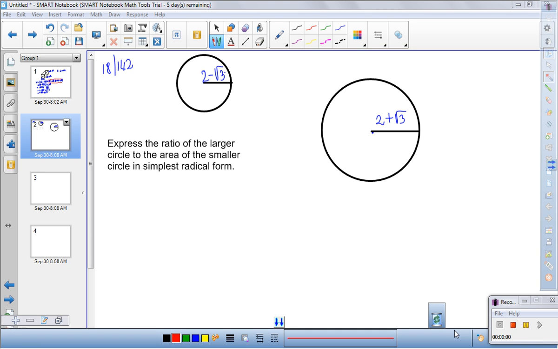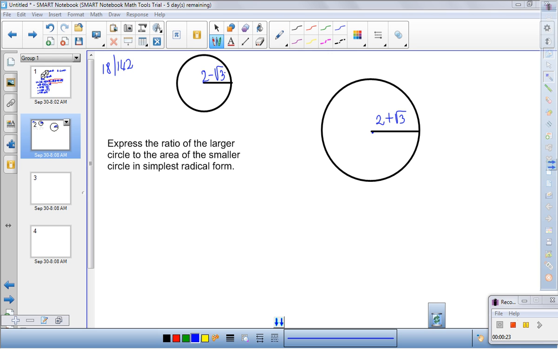Problem 19 on page 142 shows us two circles, one of diameter 2 minus radical 3 and one of diameter 2 plus radical 3. And we are asked to express the ratio of the area of the larger circle to the area of the smaller circle in simplest radical form. Now, one of the most important things in this problem is not necessarily the area of the circle or rationalizing the radicals. It is actually knowing what ratio means.